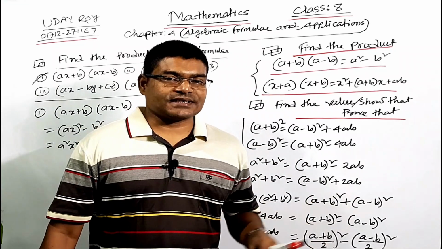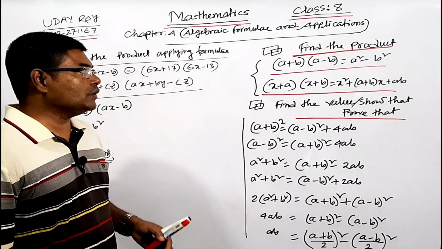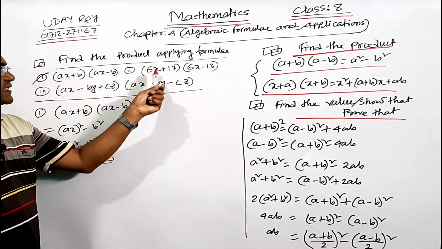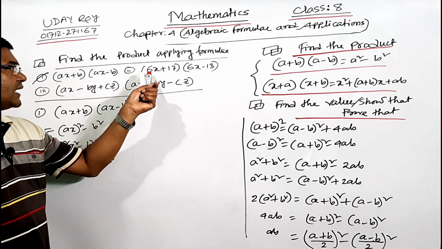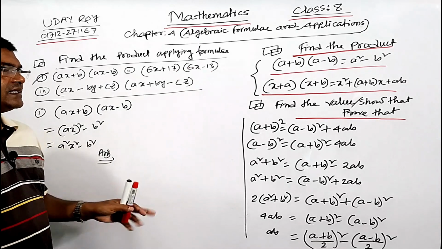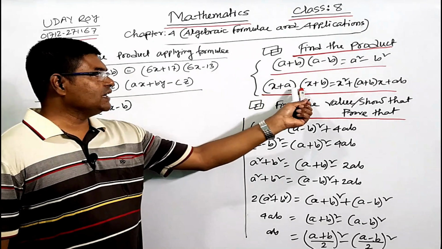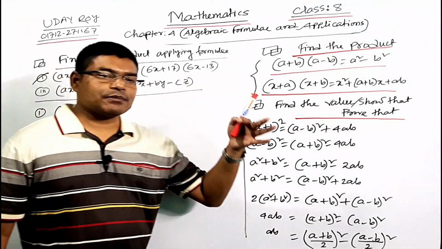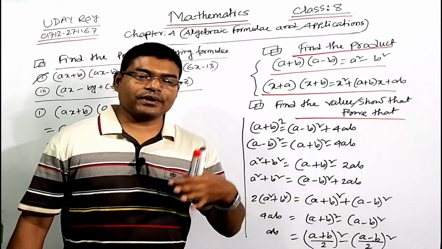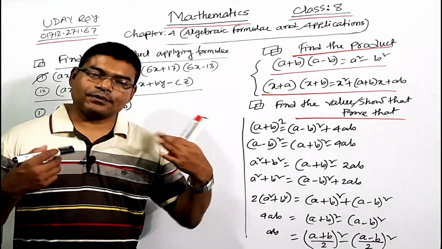Now we will do maths number 2. Please follow the board. We will do another maths. (6x + 17)(6x − 13). This is not a plus b and a minus b. This is (x + a)(x + b). But here is minus. We have to convert it into plus. Then we can solve the maths easily.